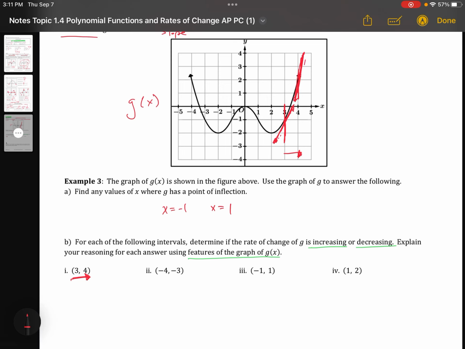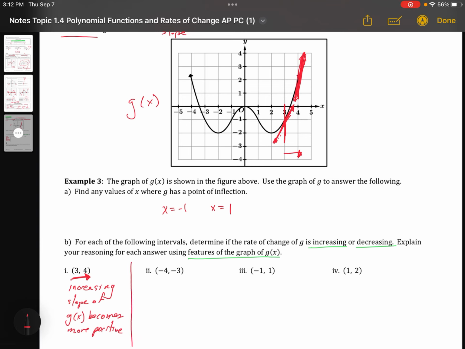Now, in order to answer this question, is the rate of change increasing or decreasing? You're going to compare the slopes. Well, this slope here at 3 compared to this slope here at 4. Is the slope at 4 greater or less than the slope at 3? Well, the answer is it's greater than the slope at 3 because it's steeper in a more positive way, right? It's becoming more positive. So in this case, we would say it's increasing because the slope of g of x becomes more positive over the interval.